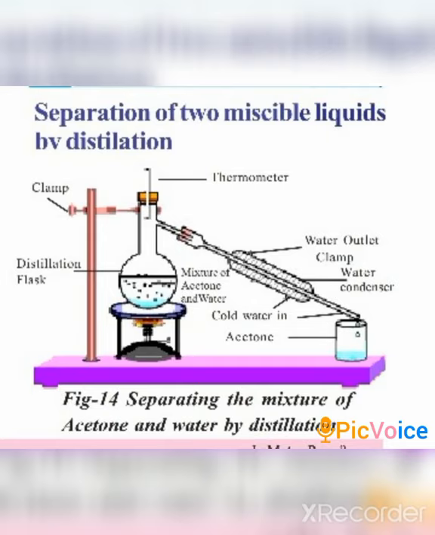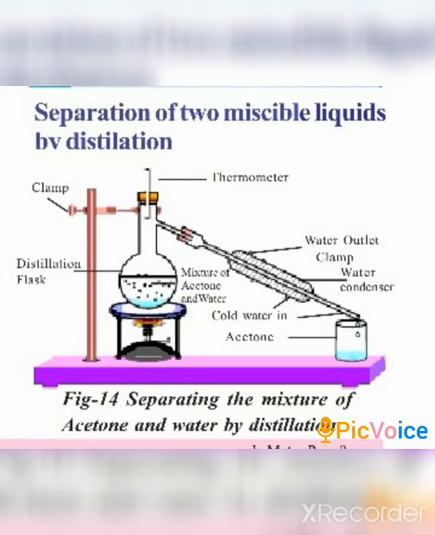Some other examples of homogeneous solutions are water mixed with ethanol, or acetone mixed with water. So we will do an activity experiment which deals with separation of two miscible liquids by distillation. So this is the apparatus which is being kept.